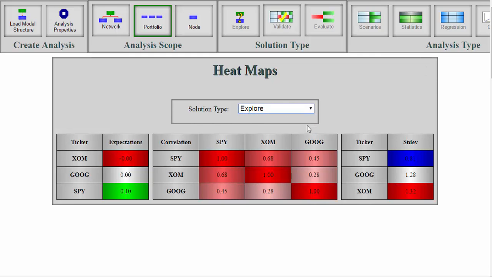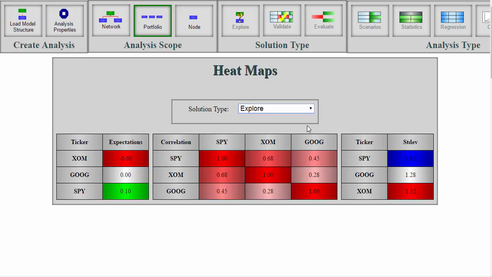The expected returns, correlations, and standard deviations appear. Expected returns measure the reward for each node. In this case, the Explore expected returns are simply the arithmetic average of the historical returns. These are approximately 0 for both Google and Exxon.